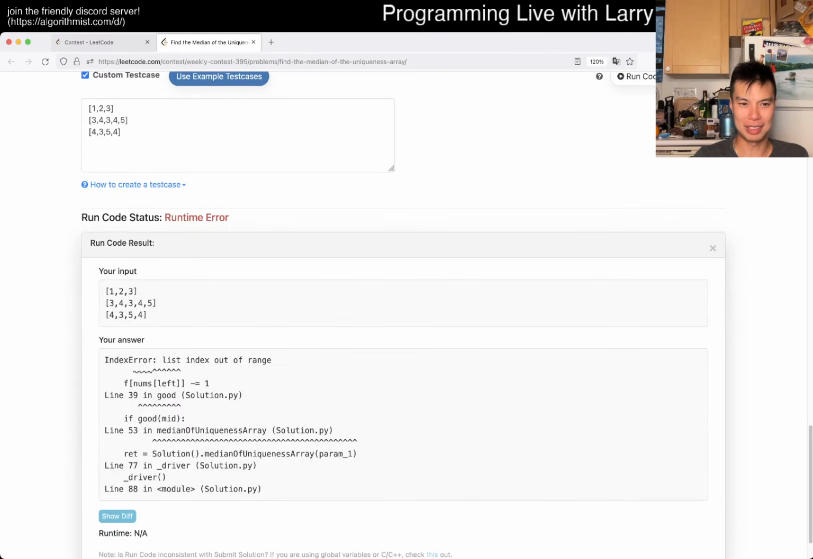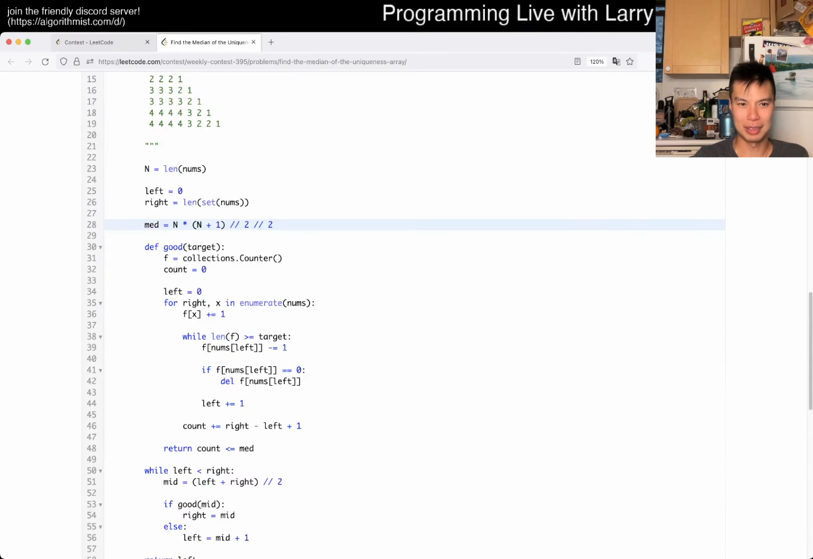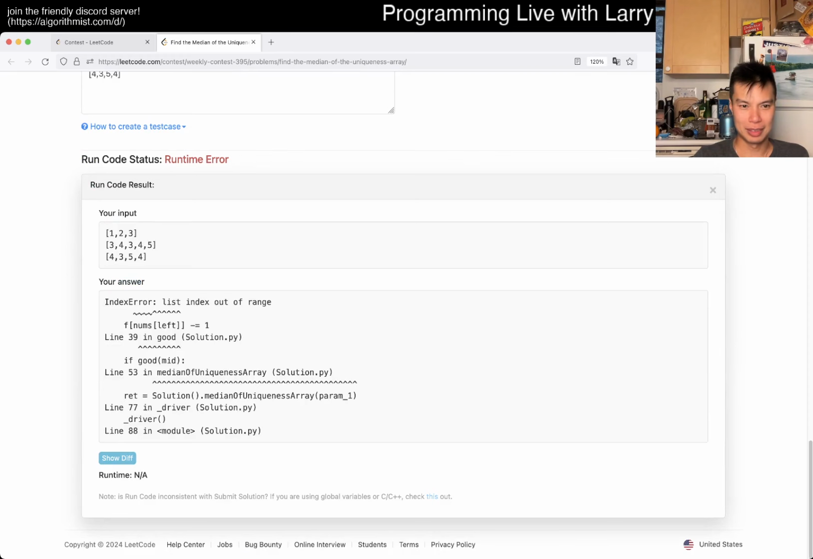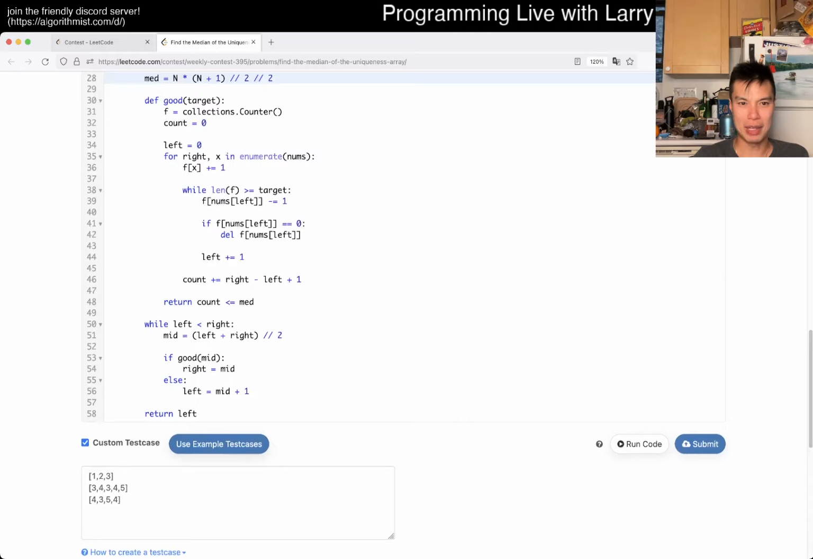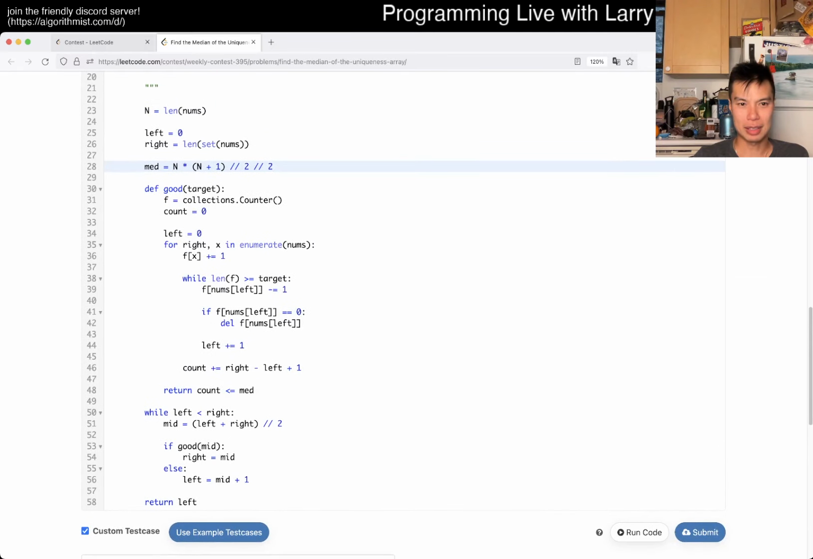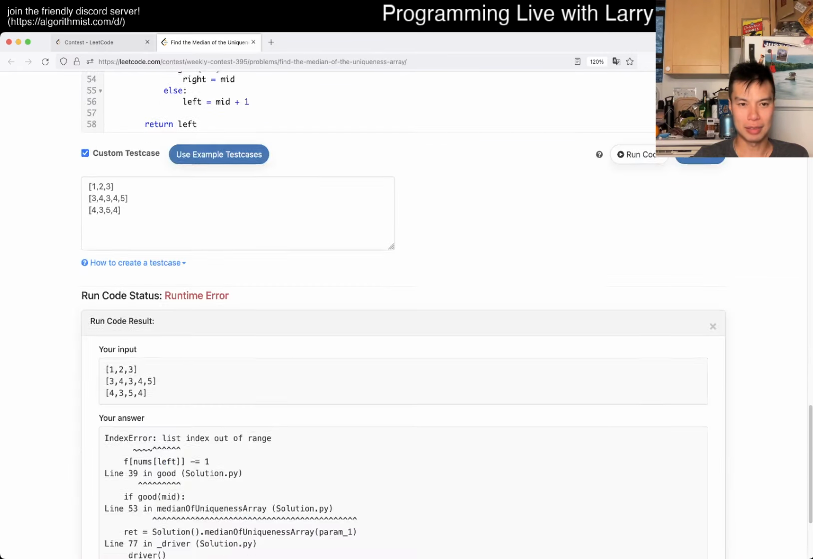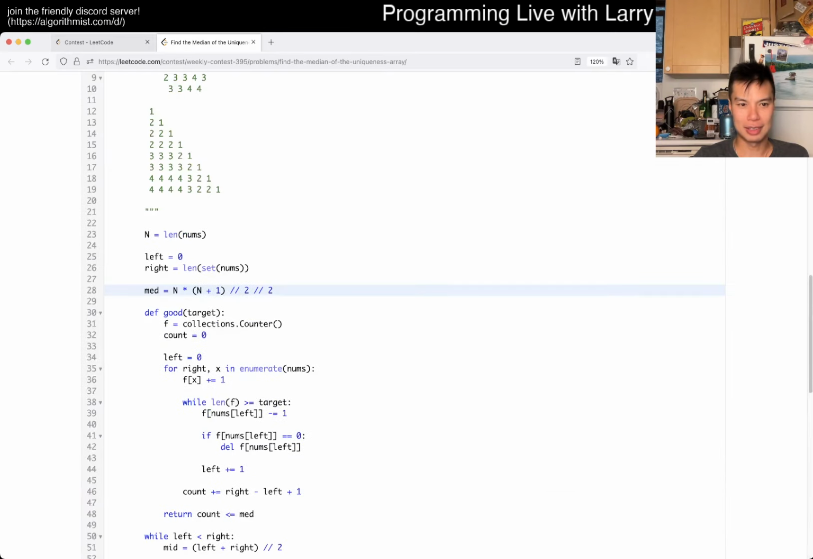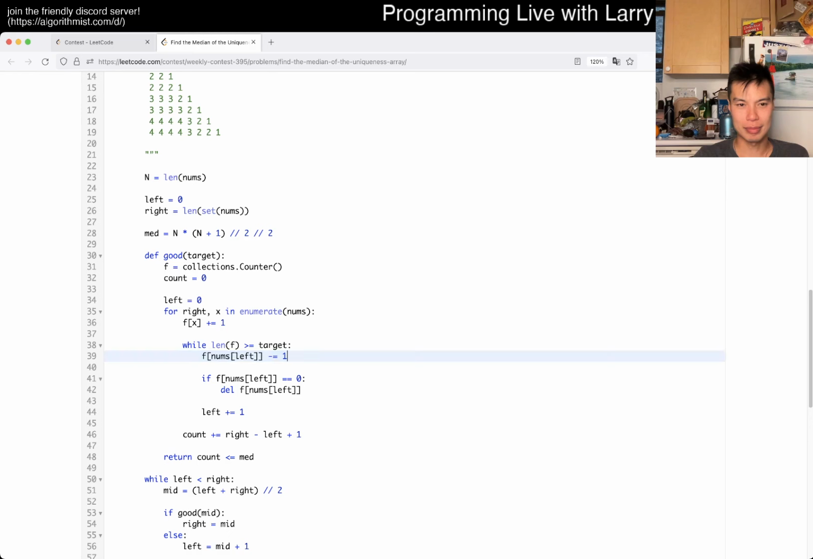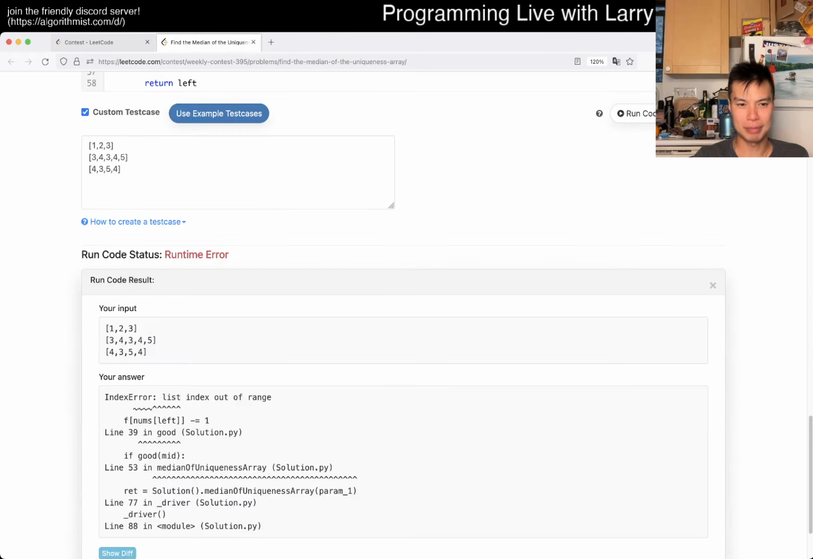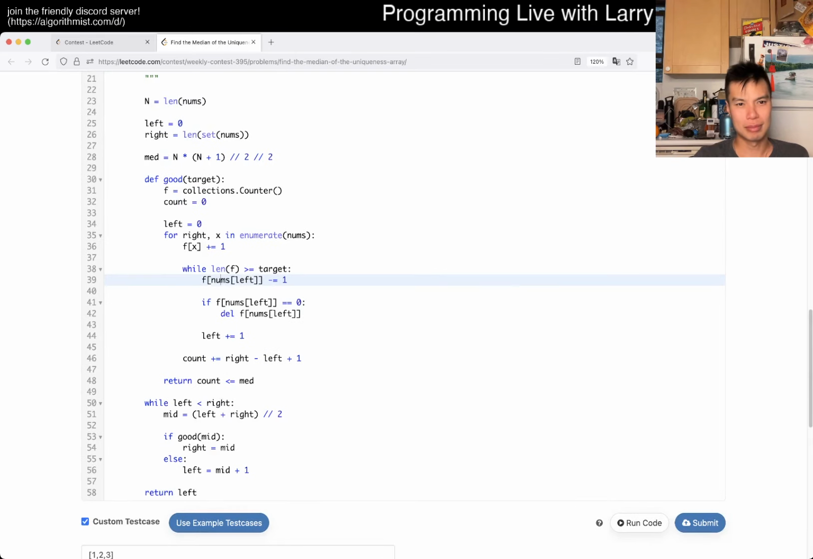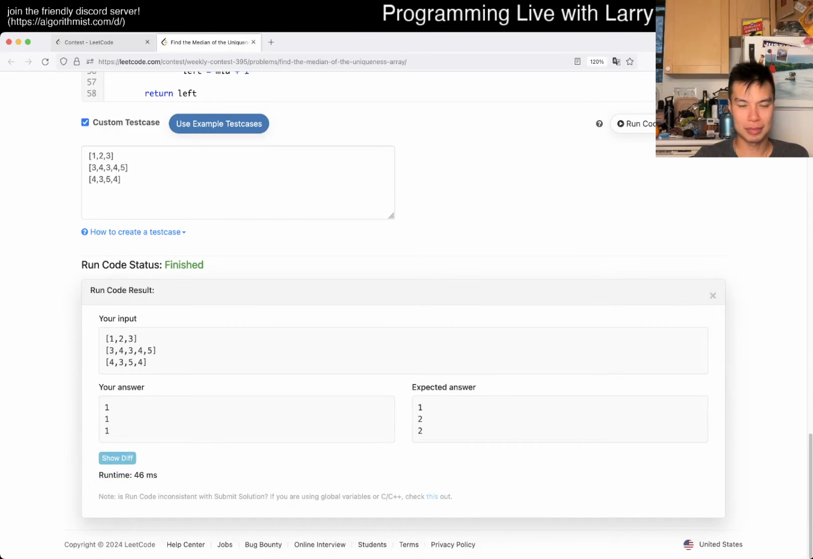Let's at least see if it gives me a good enough number. What am I doing? 39. Index out of bounds. Why? Wait, what? 39. Oh, because target could be 0. Is that right? Alright, it's not quite right, but I want it.